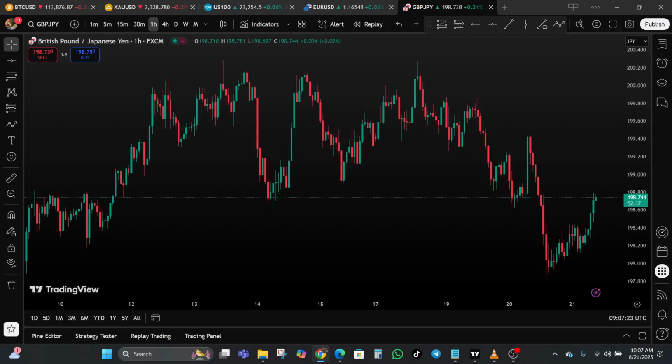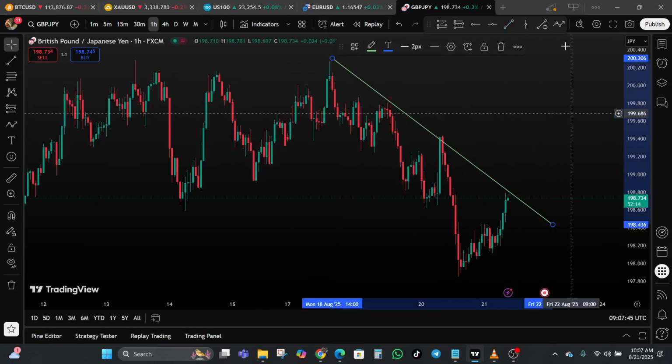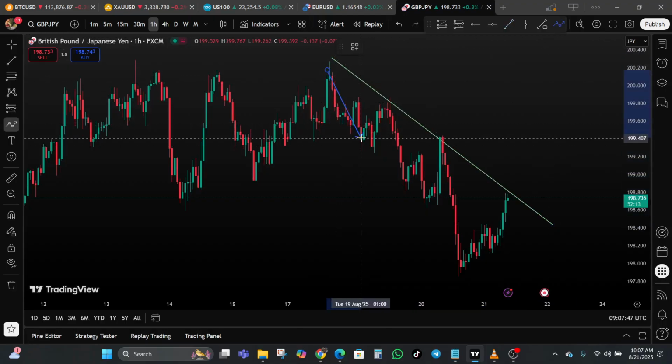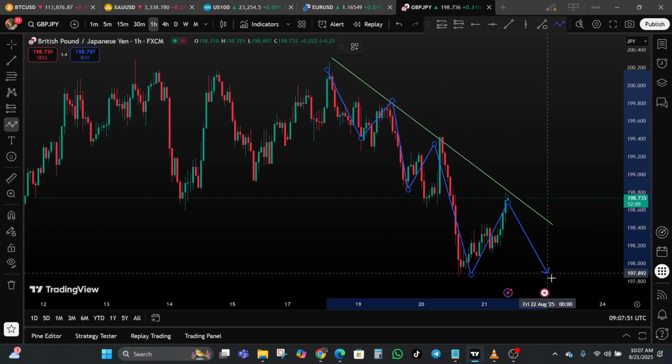Okay, so in this video, we're going to be showing you how you can apply the ICT Pullback Strategy to your trading and how to identify high probability setups. First of all, we need to understand what a pullback really is. Okay, so now this is a bearish trend, right? Lower highs and lower lows is what form a bearish trend.